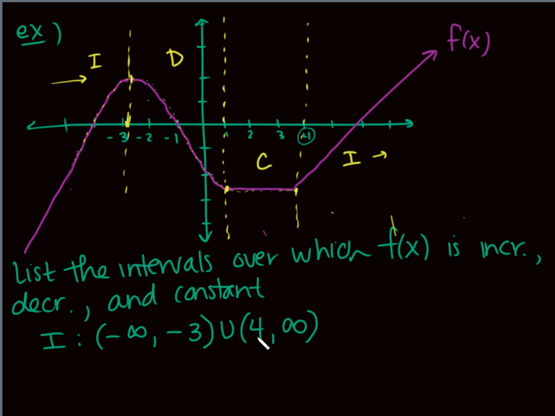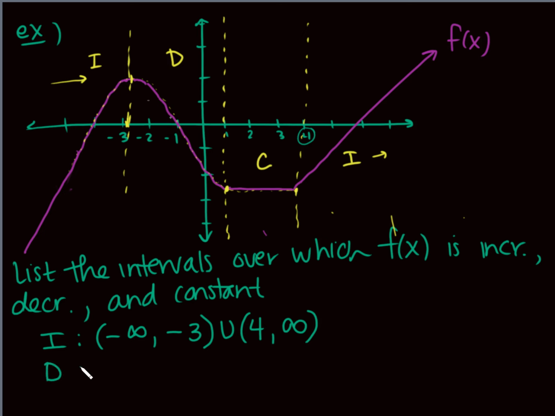Again, open parenthesis because I'm neither increasing nor decreasing at 4. At 4, I change from constant to being increasing. So am I constant or am I increasing there? I can't really say because I'm switching from constant to increasing.